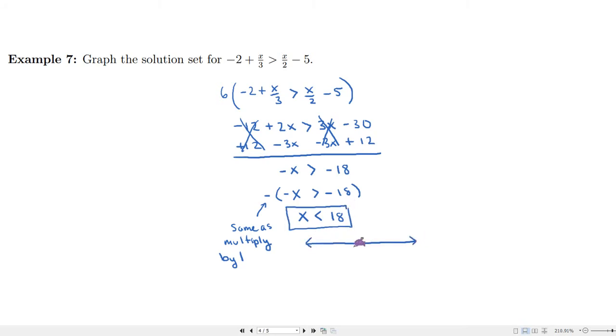And we can graph that real quick. So we have 18. And we're considering values of x that are less than 18, so that's going to be over here. Okay. And in interval notation, if we want to do that, we'll have 18 open bracket to negative infinity.